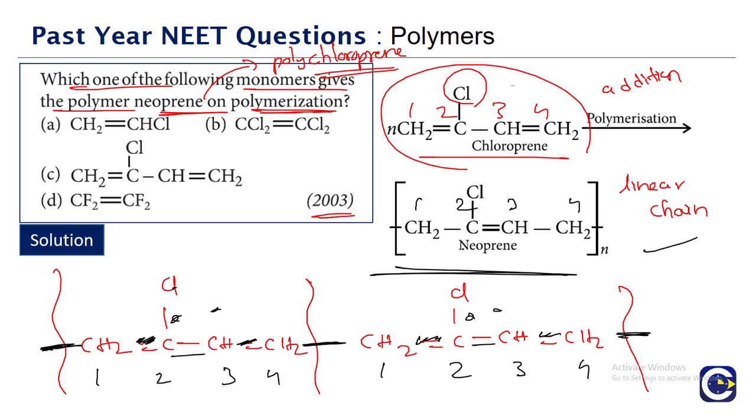Okay. So, but here the question is what? The monomer. So monomer is chloroprene, right? So how do we remember chloroprene? 4 carbons, 1, 2, 3, 4. Carbon 1, carbon 2 double bond. Carbon 3, carbon 4 double bond. And chlorine will be on the second carbon. That is the monomer for the neoprene rubber or polychloroprene.